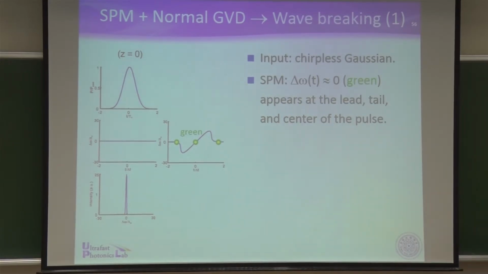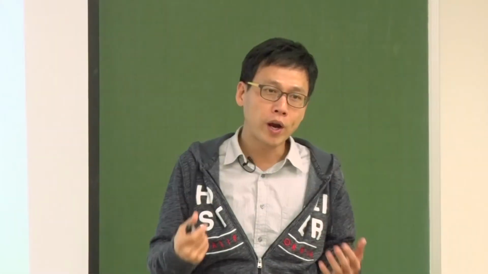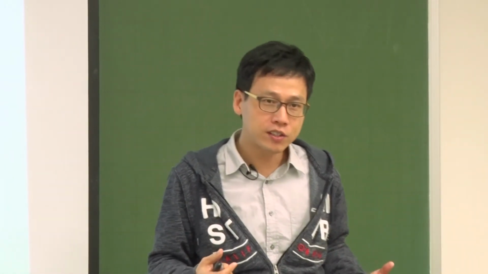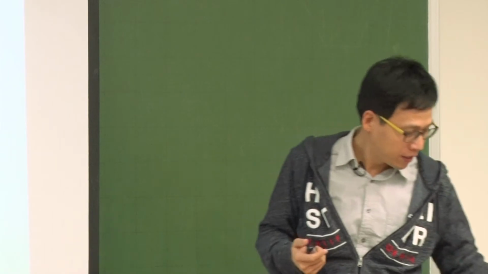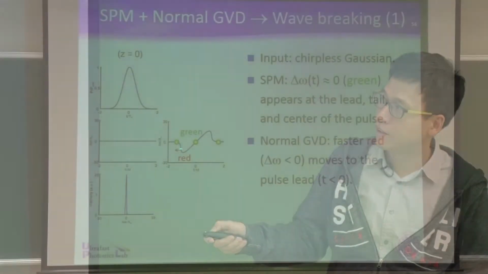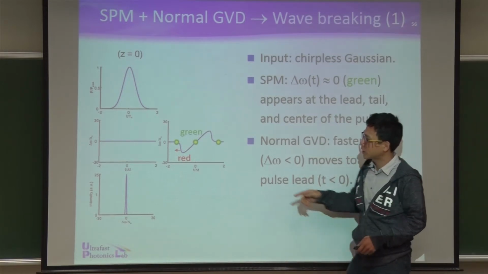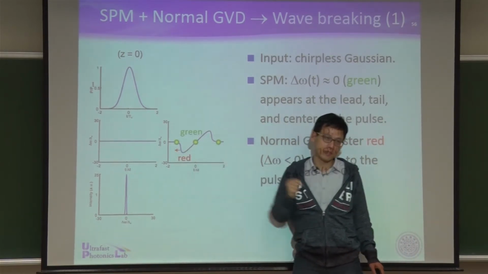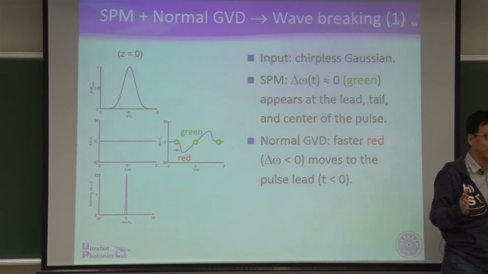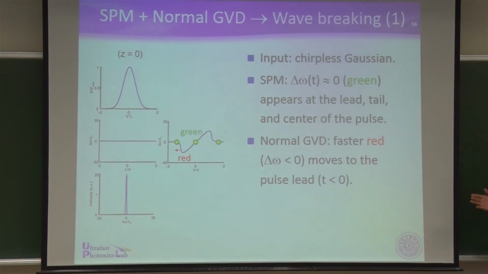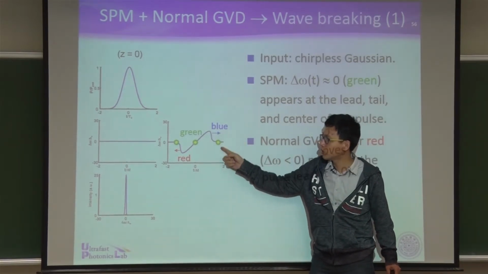But now, not only SPM, but also normal GVD, what happens? We know the meaning of normal GVD is red will travel faster than the blue, right? So where is red? Here. Traveling faster. It means the red component will move to the left, earlier time, right? And for the same reason, blue will travel to the right, to the later time.